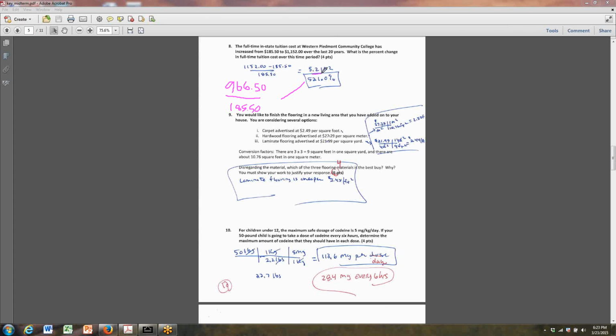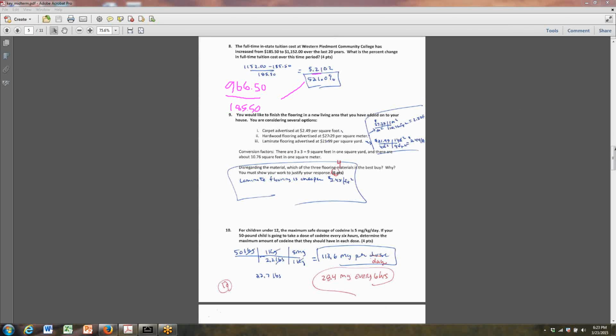A lot of you didn't subtract to find how much it went up by. You just did 1,152 divided by 185.50, and you got 621%. No, that's not the percent increase. That's just how many times one is bigger than the other. For percent increase, you have to figure out what it increased by first.